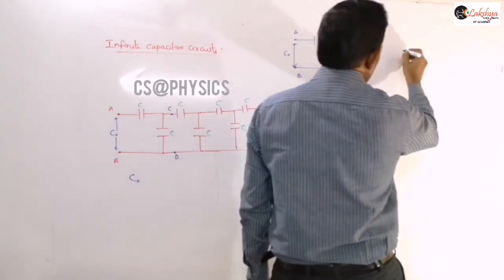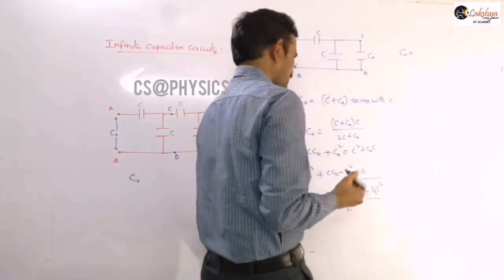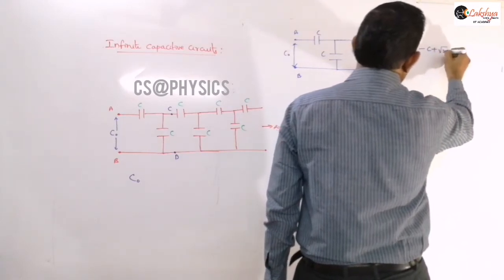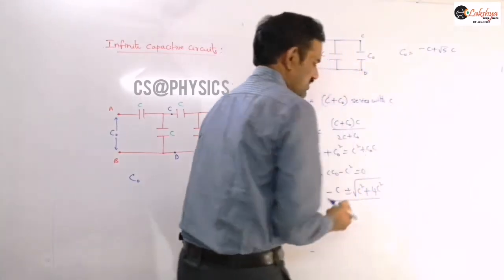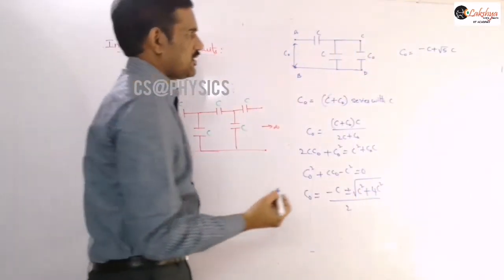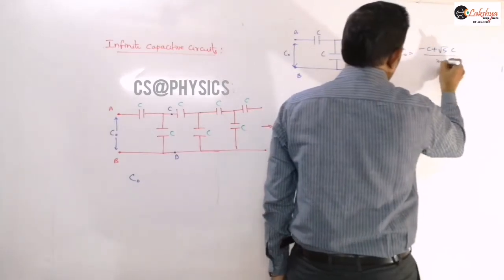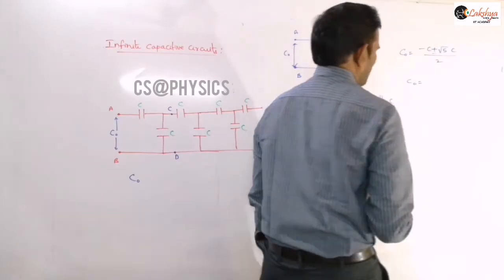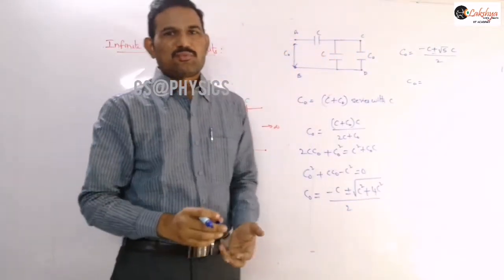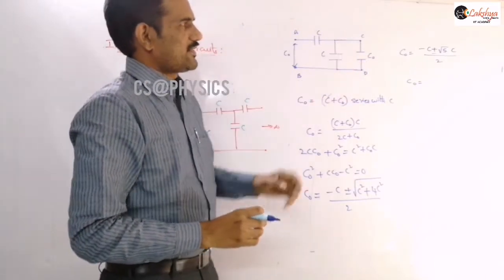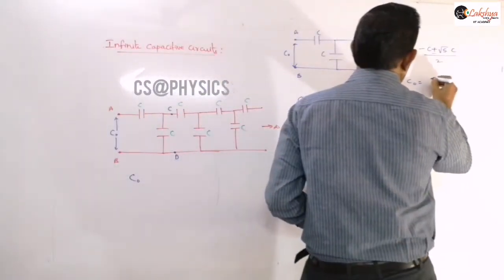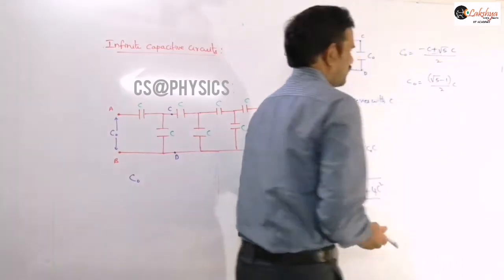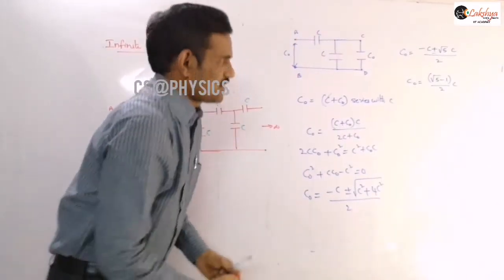And so then you can write this expression as C naught is equal to minus C plus or minus root of C square plus 4C square, by 2, right? Now from that you know that effective capacitance should be a positive value only. So we should neglect that negative sign there. We should consider only the positive sign here. So I can write this as root 5 minus 1 by 2 into C. So that is the effective capacitance for that infinite series there.